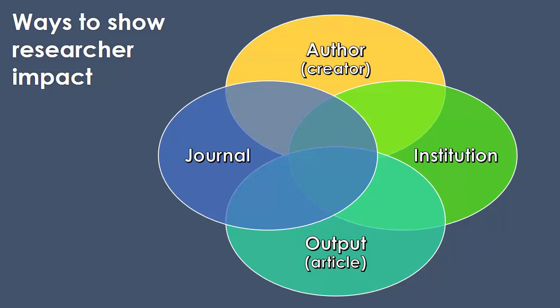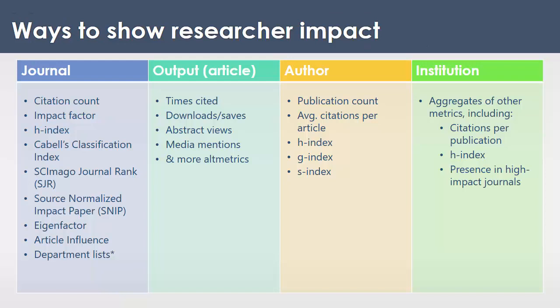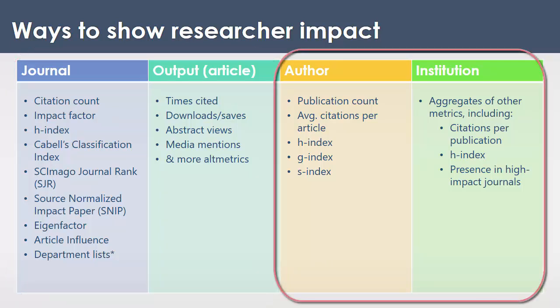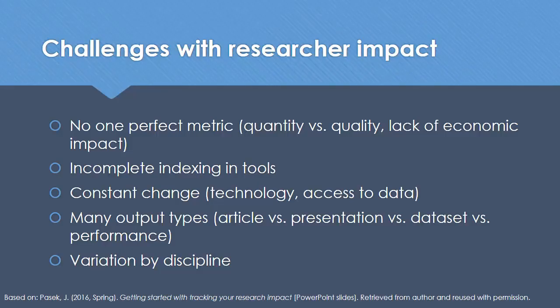of overall impact. These are some of the metrics we will be discussing in this video to help give you a better understanding of each dimension. There are many more than this, but we are going to focus on the tools and metrics that we have access to at UNC. First, I will discuss journal and output metrics, and in the second part of the video, Jen will discuss author and institution metrics.